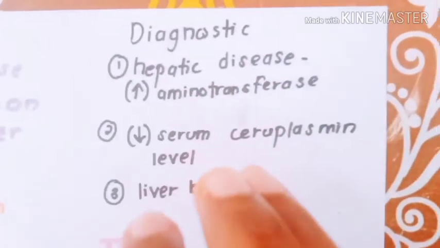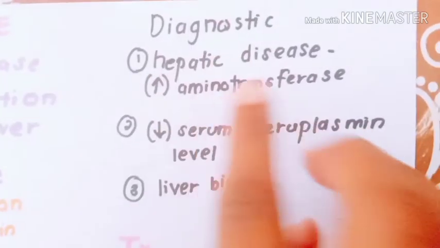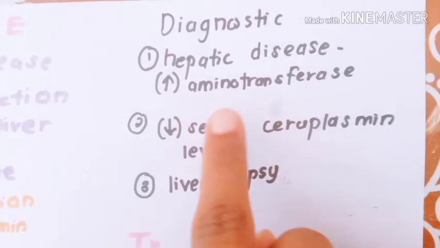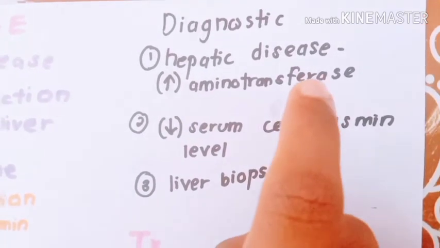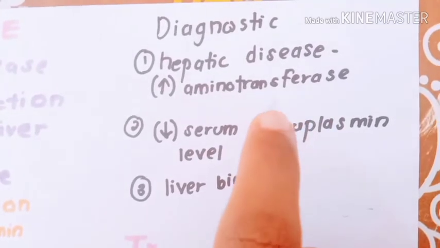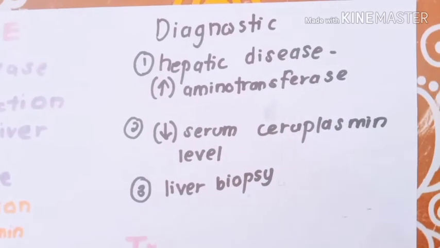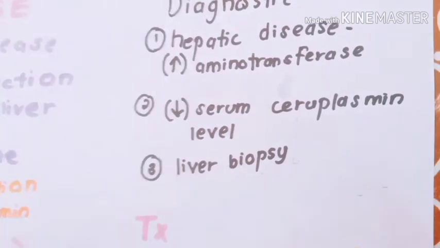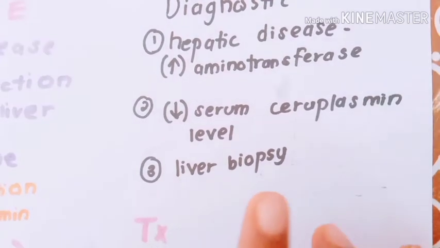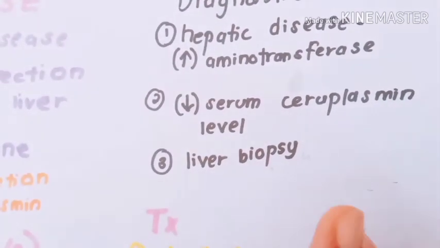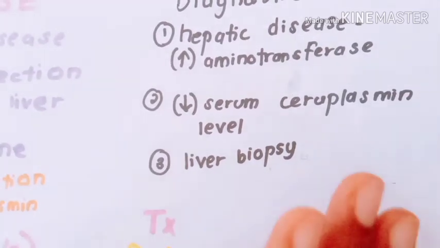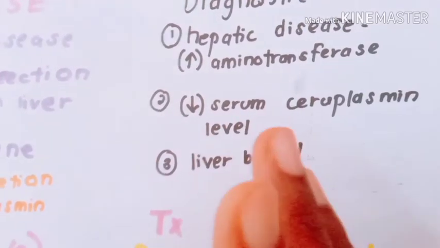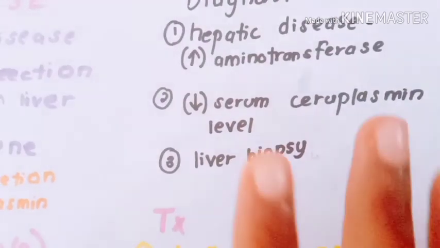For this liver problem we have an increase of aminotransferase. So when we see an increase of aminotransferase in a lab test, we can suspect that the patient might have Wilson disease. The next, for more confirmation, is the serum ceruloplasmin level, as I told you before. In this patient, the serum ceruloplasmin level will be decreased, because copper is not excreted and is deposited in our liver.